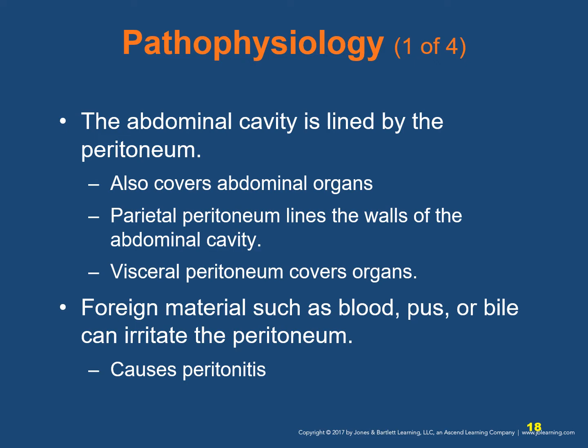Let's discuss pathophysiology, problems that can develop in the abdominal cavity. The abdominal cavity is lined by a membrane called the peritoneum. The peritoneum also covers the organs of the abdomen. The parietal peritoneum lines the walls of the abdominal cavity itself, whereas the visceral peritoneum covers the organs of the abdomen. The presence of foreign material such as blood, pus, bile, pancreatic juice, and amniotic fluid can irritate the peritoneum, causing peritonitis.